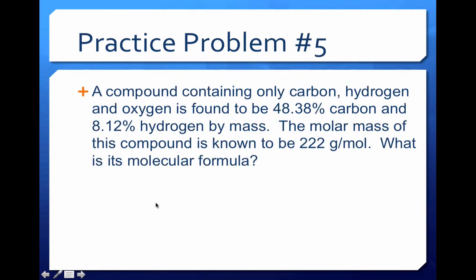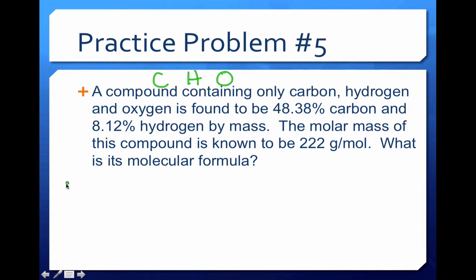We are going to do one more together. So practice problem number 5. We have a compound that contains only carbon, hydrogen, and oxygen, and is found to be 48.38% carbon and 8.12% hydrogen. Well, they only gave us 2 percentages, but they said that there were 3 elements. Don't forget that your percentages always have to add up to 100. So since they gave us 2 of the 3, whatever is left over to get us up to 100% must be the oxygen.